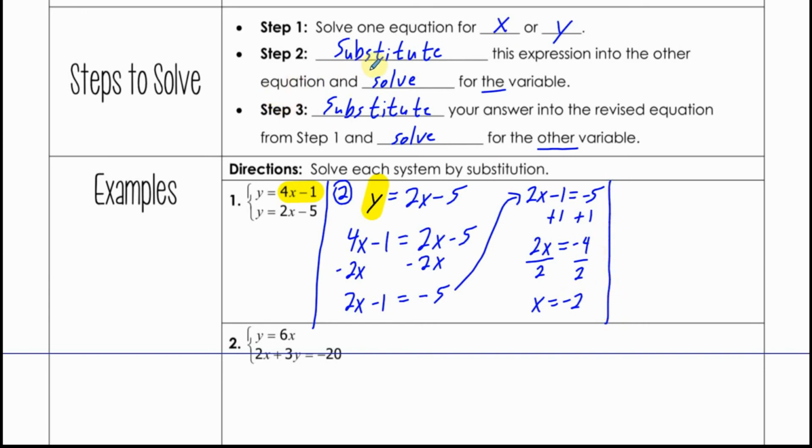So now that we've solved for one of the variables, step 2, now we're going to go to step 3. Now I've got to take this solution for x and I have to plug it into one of those two equations, okay? This one says your answer into the revised equation from step 1. Doesn't have to be that. That's going to be the simplest thing to do. So, but they're both y equals. So I'm going to use the y equals 4x minus 1.